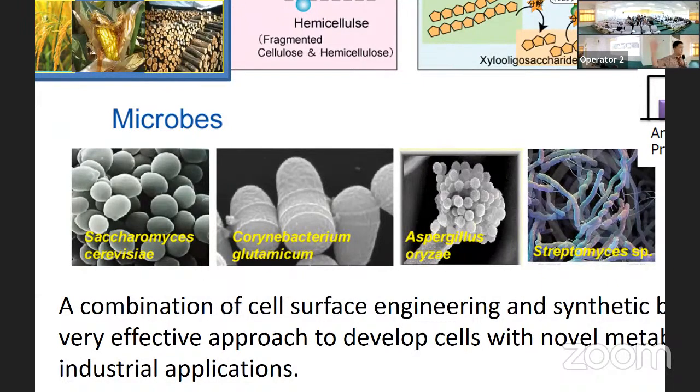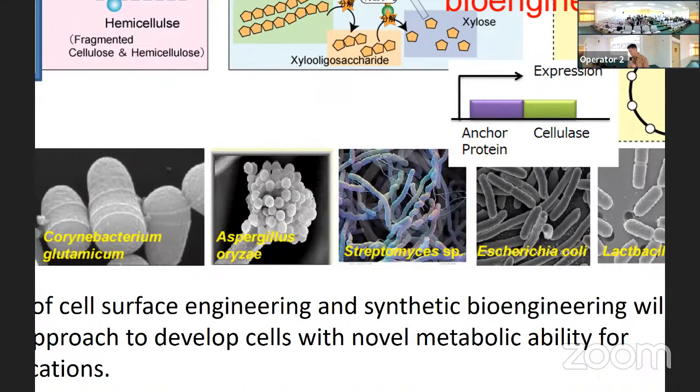So in the case of ethanol fermentations, we usually use Saccharomyces cerevisiae as a strain. But in the case of amino acid fermentations, we use another type of bacteria, Corynebacterium glutamicum. This is a very famous one for the production of amino acids. And in the case of Aspergillus oryzae, we use this strain for protein production, such as amylase, cellulase, something like that.